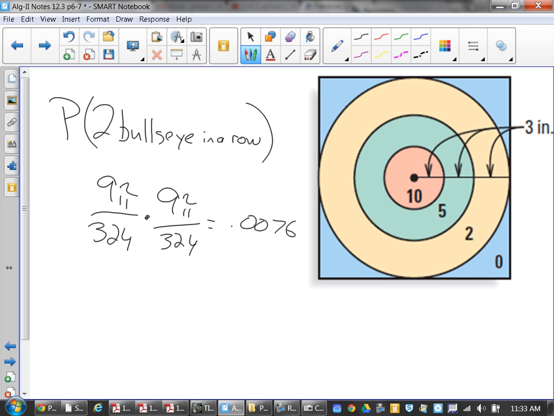What's happening here is each time you want to get a bullseye, it's its own event. You're squaring it, okay? It's 3 squared. It's the same idea as flipping a coin. It was 1/2 times 1/2 times 1/2 times 1/2 each time. So you're just changing the exponent, if you want to think of it that way.